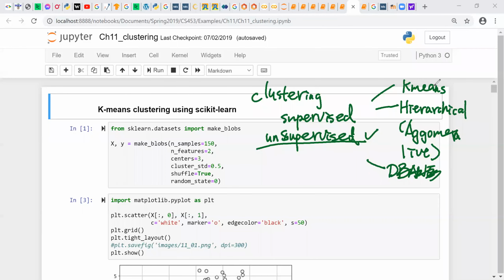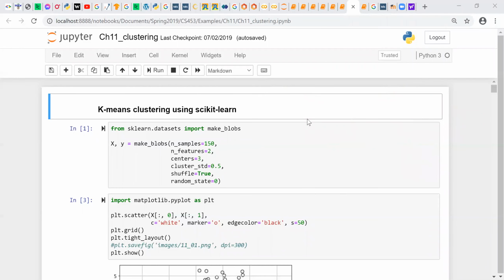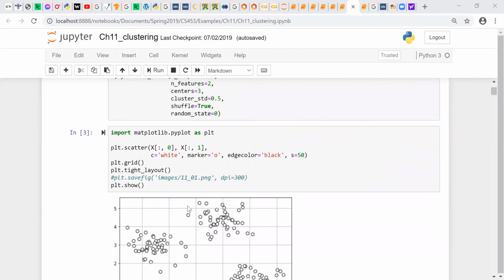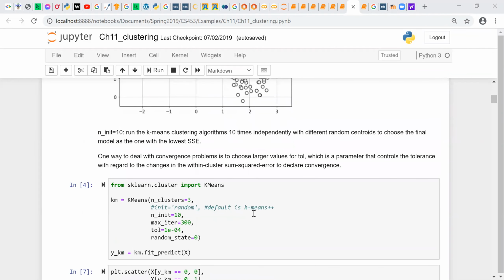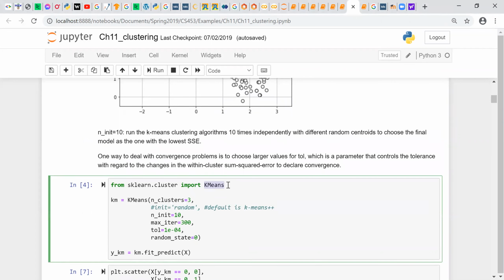And we started discussing this example. The data set we just manufactured ourselves. So we have three-cluster data, so clearly we can see. And then we already discussed k-means. If you recall, the disadvantage of k-means is you need to preset the number of clusters.